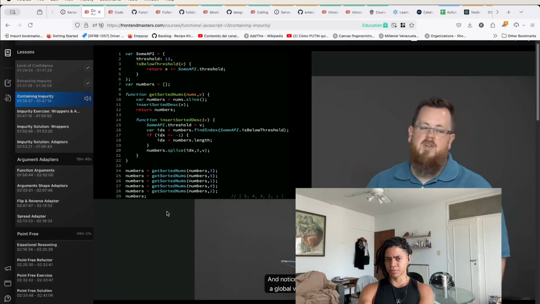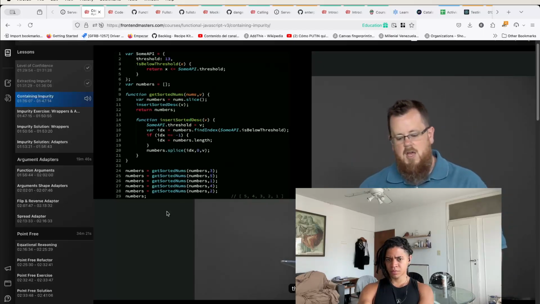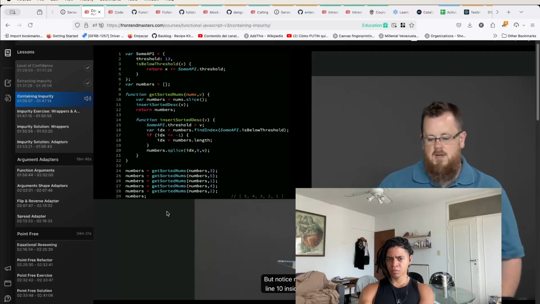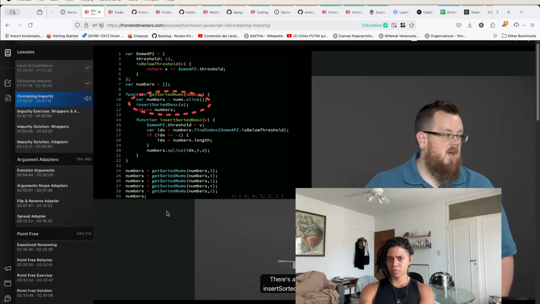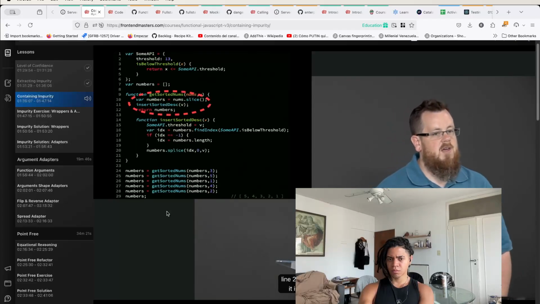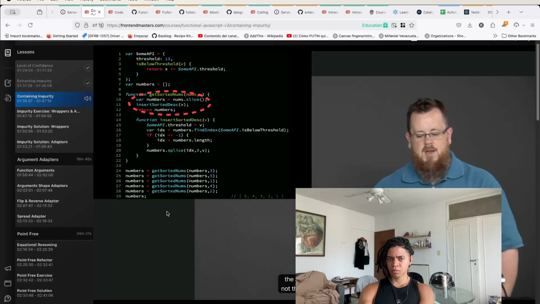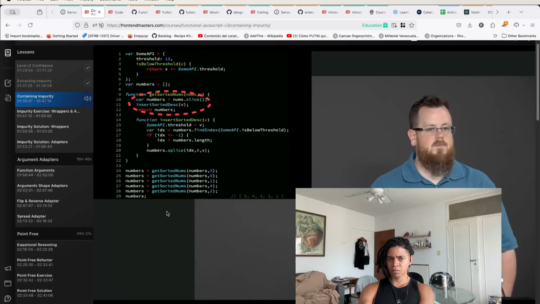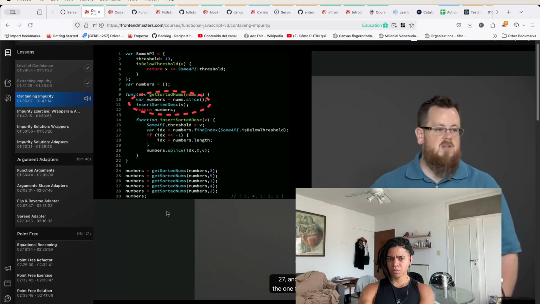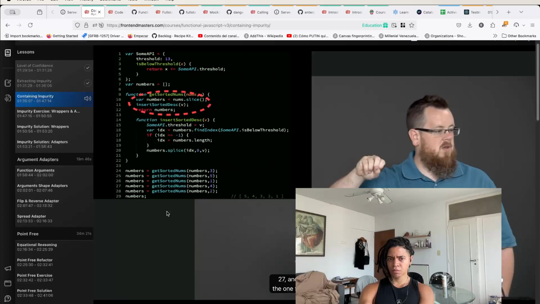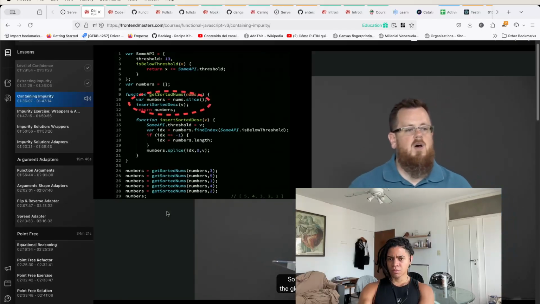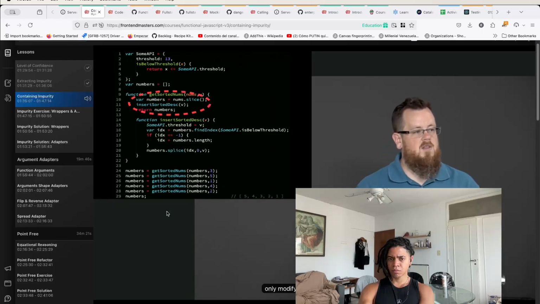Notice there is still, line 7, a global variable called numbers. There is an array, but notice now there is also an array, line 10, inside of getSortedNums. When insertSortedDescending is called and line 20 tries to modify it, it is now modifying the array from line 10, not the array from line 7. And what we did on lines 24, 25, 26, 27 and 28 is we passed in the one from the global scope. And then line 10, we made a copy of it, so as to not modify the global numbers array, only modify the local numbers.